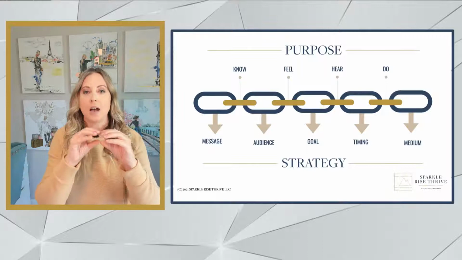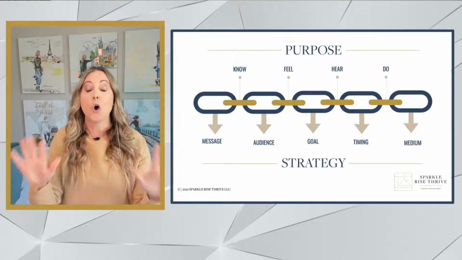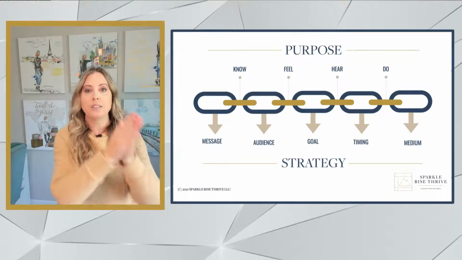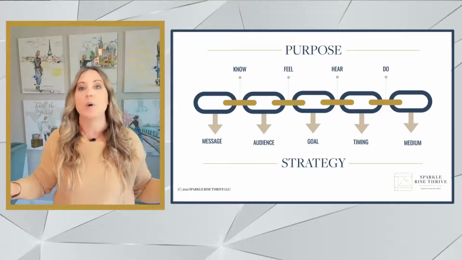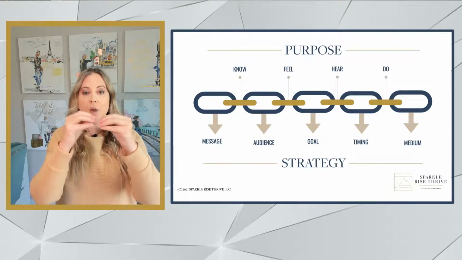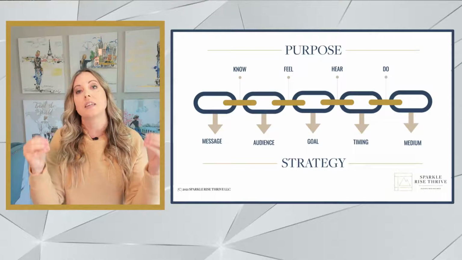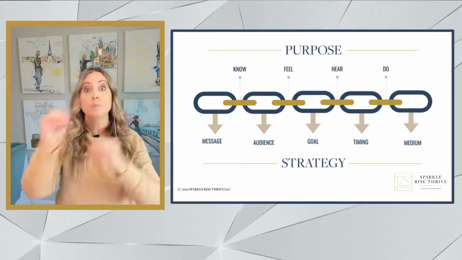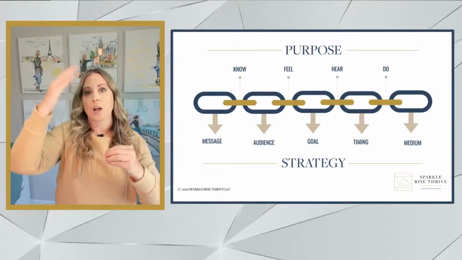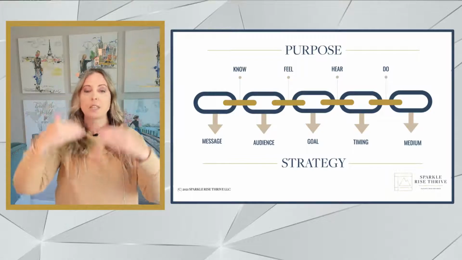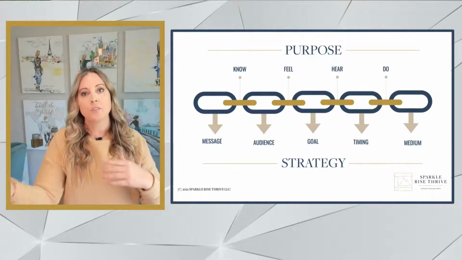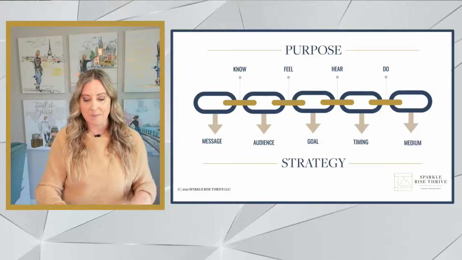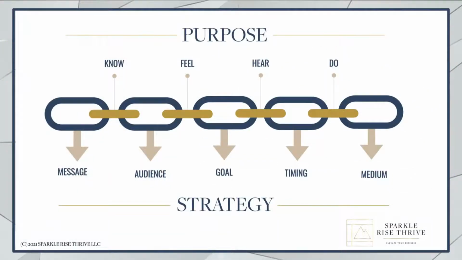And I put it in this linear fashion, but I don't want you to think it is step 1, step 2, step 3. That's not what this is. I have chain links so you can see that it's all interconnected, but you can move these chain links around. You can work on part of your purpose, work on the strategy, and just keep bouncing back and forth. And I'll give you some examples of how to do that in a minute. So let's take a look at this a little closer up.